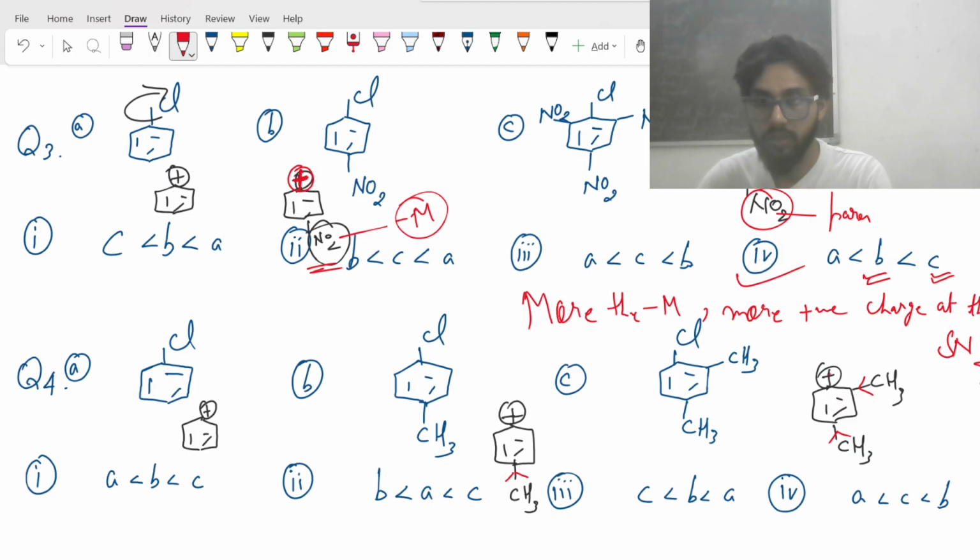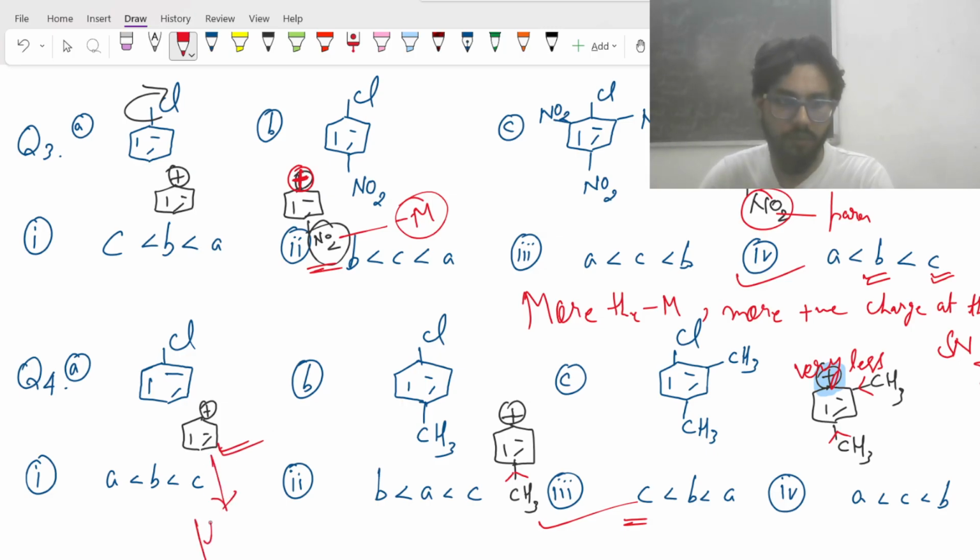The positive charge density will be very less at this particular point. So at this it is least. So C should be the least, and then we have B, and then we have A, right. B will be there because it will stabilize, but mostly A will be highly reactive, and this will highly favor the SN reaction, right.